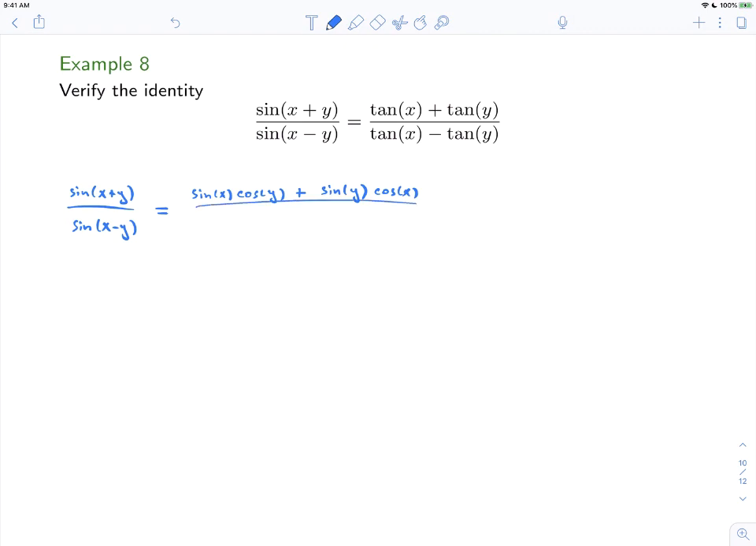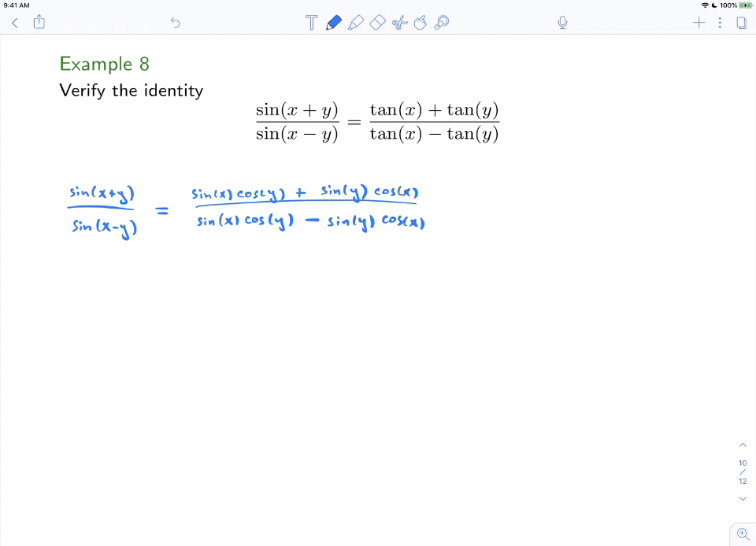And we want to divide this by sine of x minus y, so we're going to use the difference formula for sine. So this will be exactly the same, except now we'll have a minus between the terms. So it's sine of x times cosine of y minus sine of y times cosine of x.